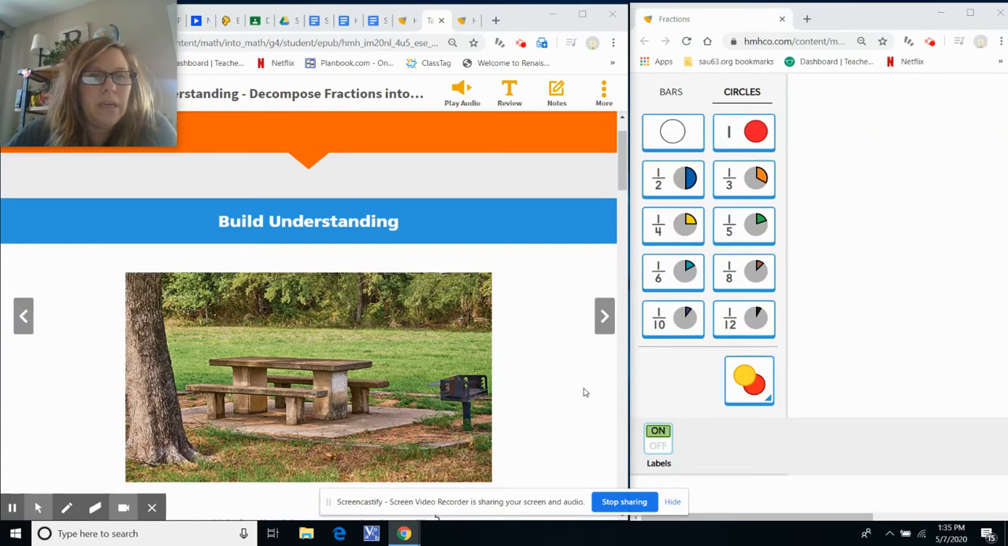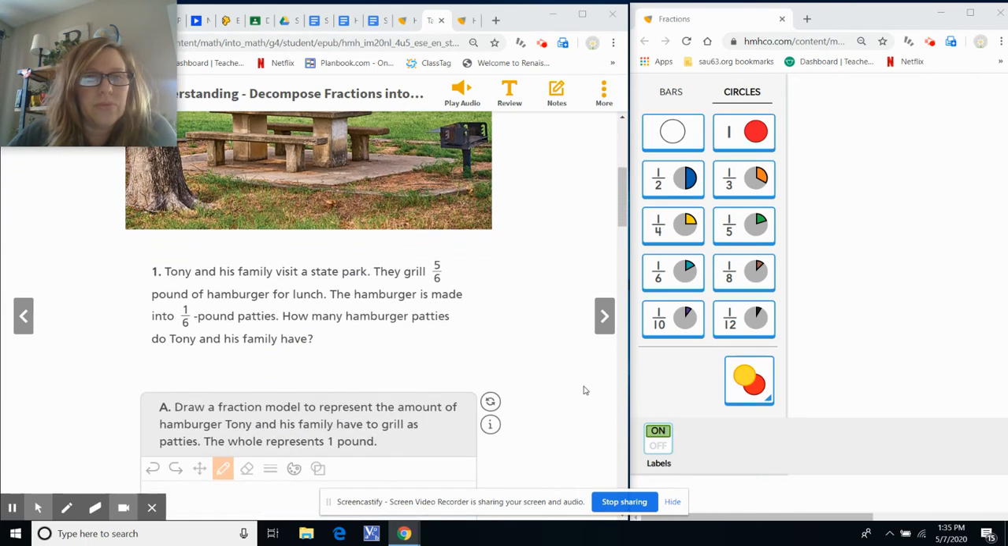All right, everyone, turn to the next page. I think it's 364, Build Understanding. Okay, let's read the word problem.